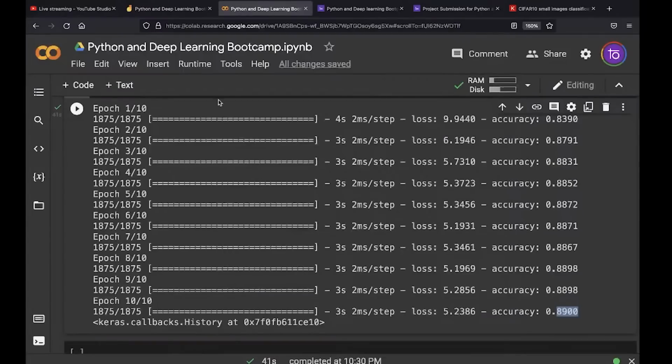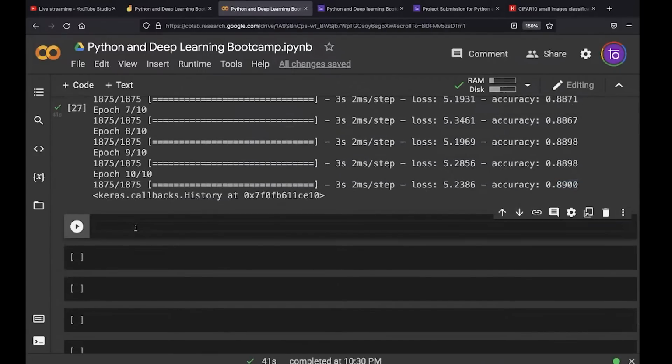Is this clear? Right? So now our model has been trained. Now what we have to do? We have to test our model. Yes or no? We need to test our model. So we are going to test our model over here.